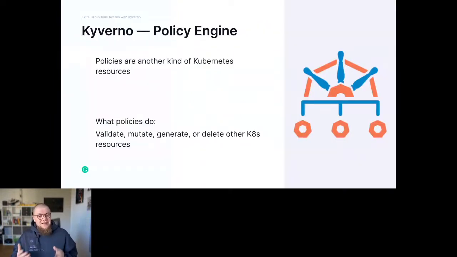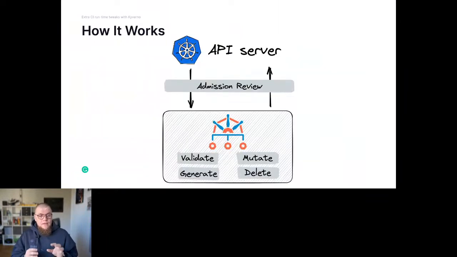Kyverno is a policy engine. A policy is just another kind of Kubernetes resource, so it integrates seamlessly. A policy can validate certain conditions and mutate, generate, or delete Kubernetes resources on the fly. Kyverno runs as a dynamic admission controller in a Kubernetes cluster. It receives validating and mutating admission callbacks from the kube API server and applies matching policies to return results that enforce admission policies or reject the requests.